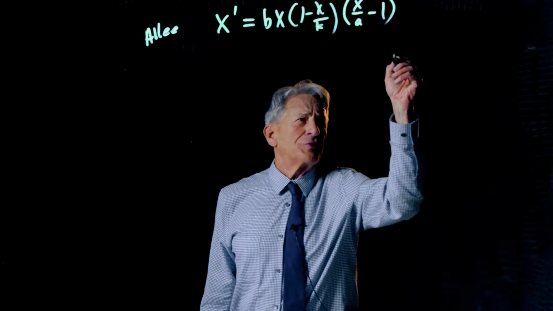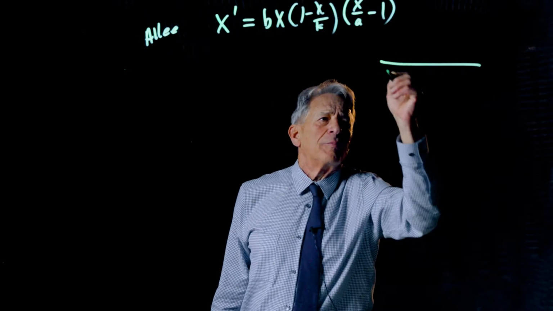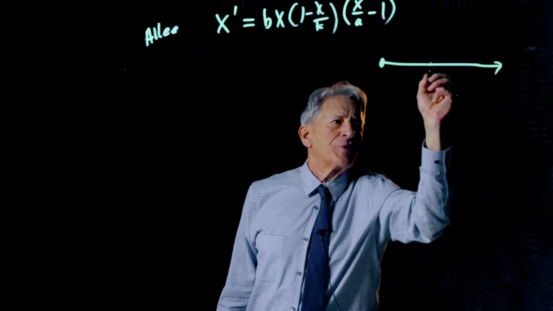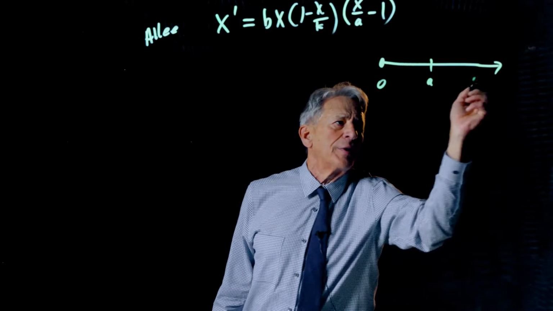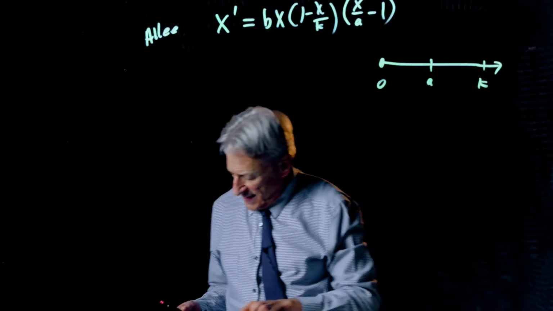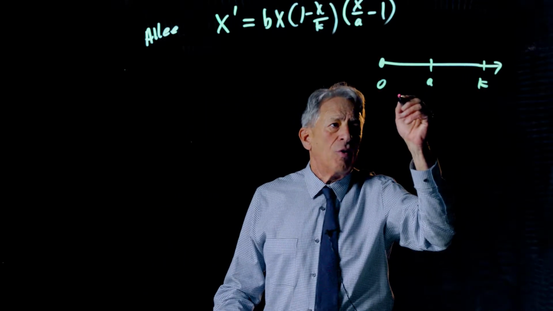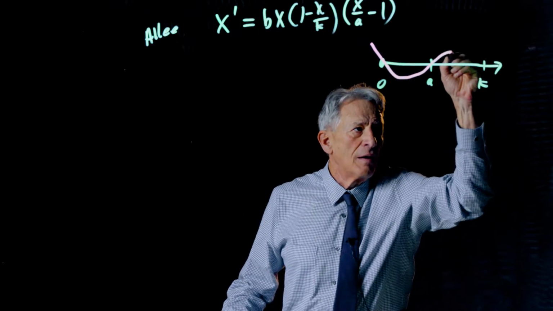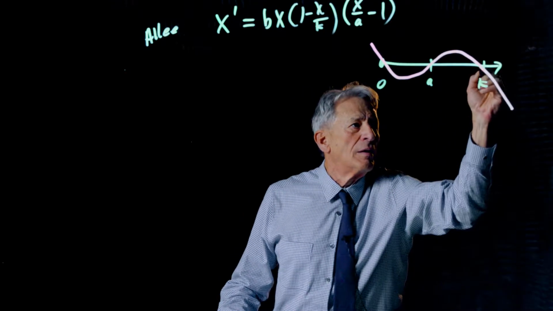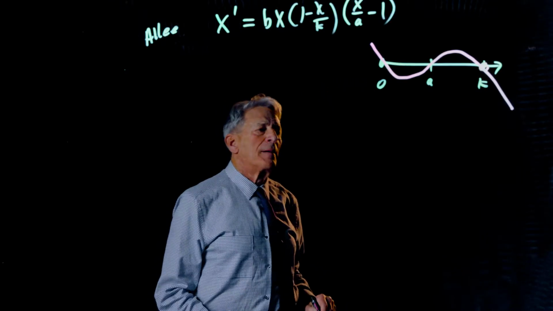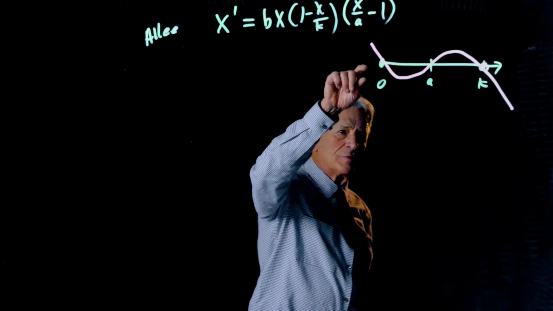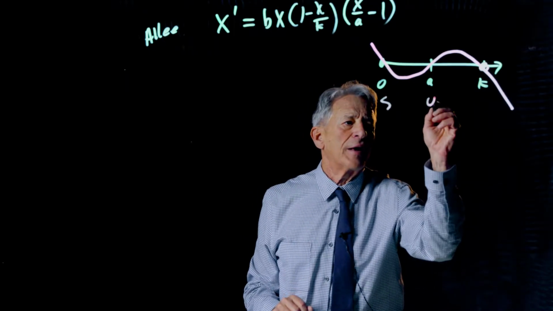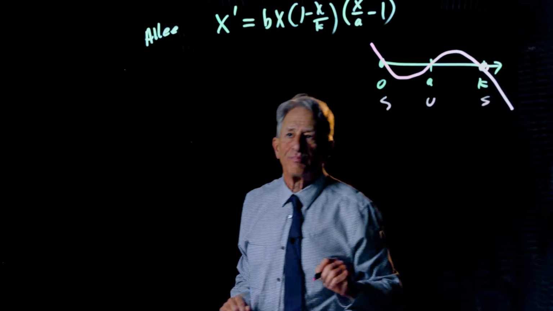So just to remind you, the graphical, here is state space. There's an equilibrium point at 0. There's an equilibrium point at A. There's an equilibrium point at K. The overall function looks like that. And we deduced stable, unstable, stable. And now I want to recover that using algebra.